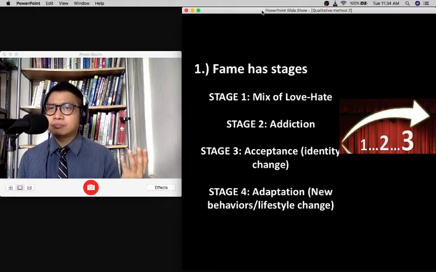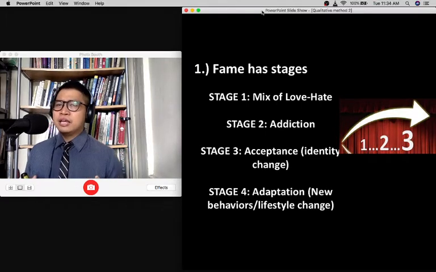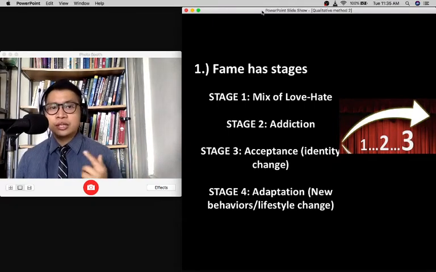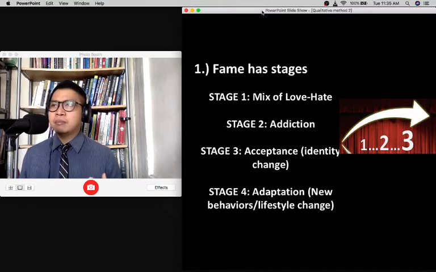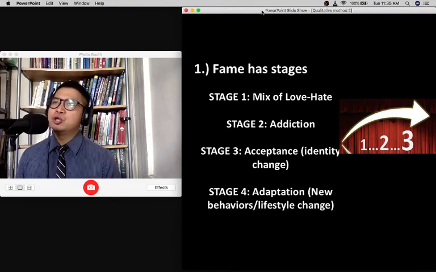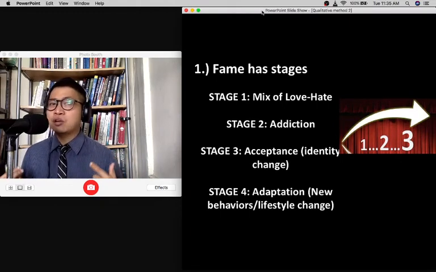Pero yung hate na feeling, saan nanggagaling yan? Merong mga bagay in their life that they can no longer do simply because they are already famous. We will talk about that as we go along. Stage 2. A lot of them, dumaan sila sa phase where they get addicted to their fame. In fact, for a lot of them, one of their anxieties is they don't want to lose their fame. Marami sa kanila yun ang takot nila sa buhay, no, yung mawala na sila sa kasikatan, because they get addicted to the lifestyle of being famous.